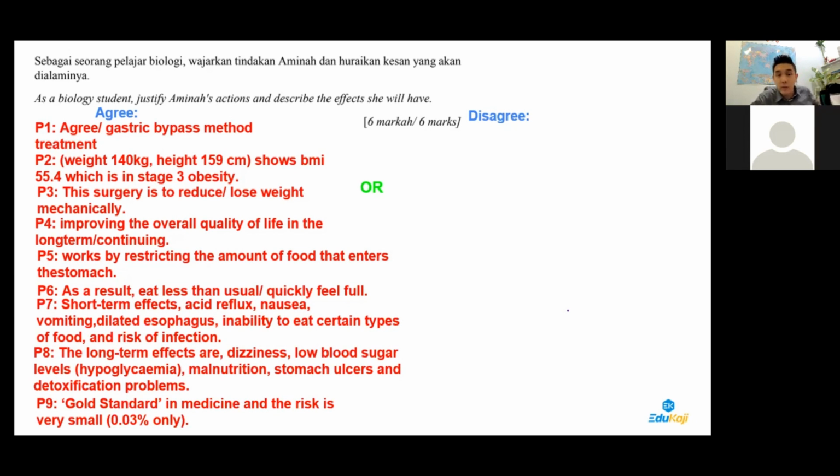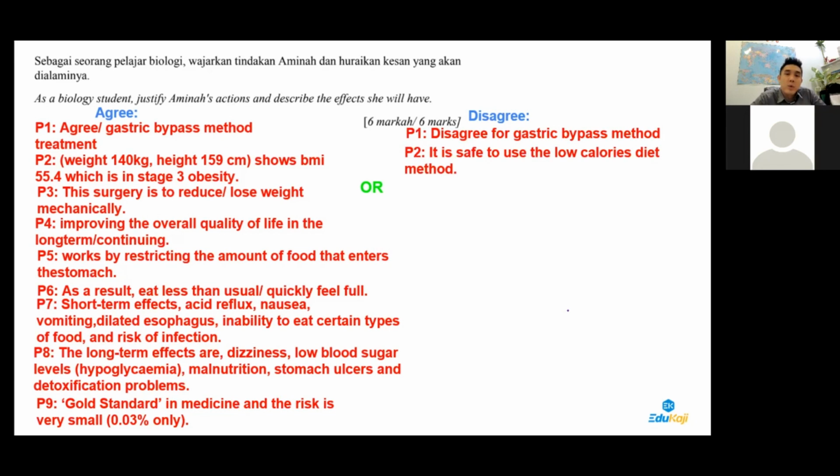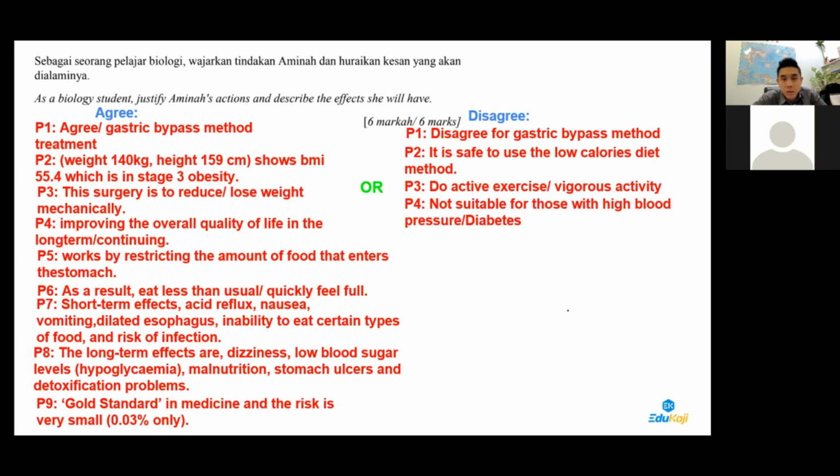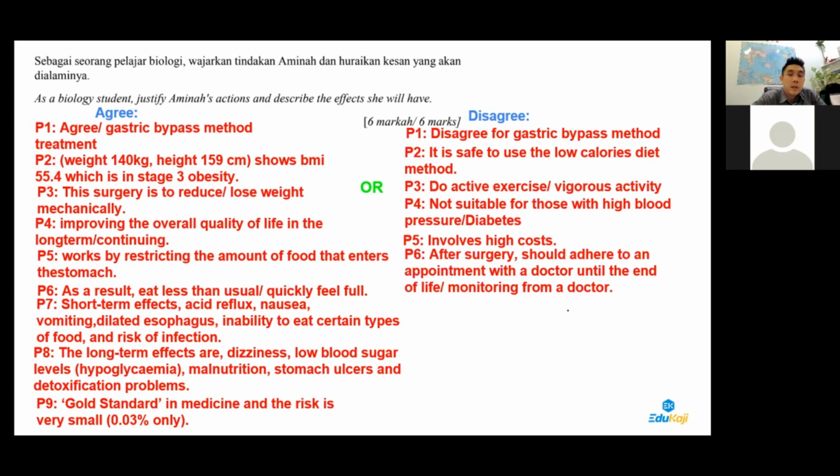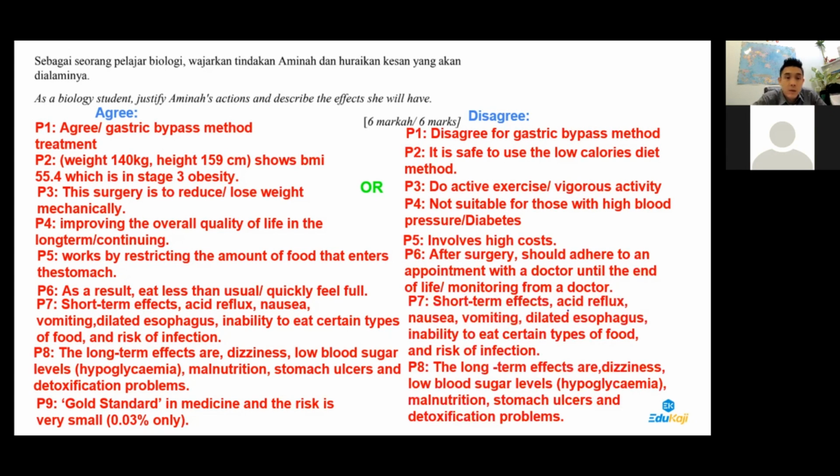But if you disagree, you say that we can use other methods such as a low calorie diet, exercising more, eating less. Okay, and guys, factoring in the cost, it is not cheap to carry out any surgery. High cost. Okay, then you can talk about the effects as well. Effects. Okay.